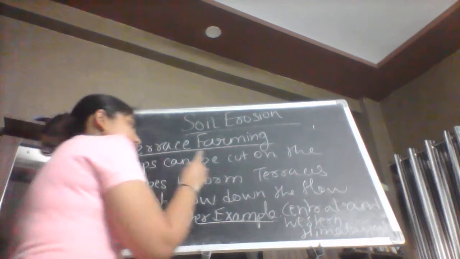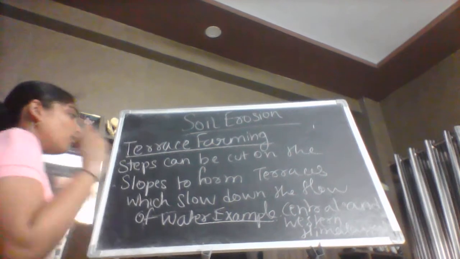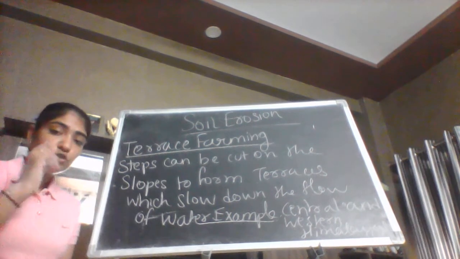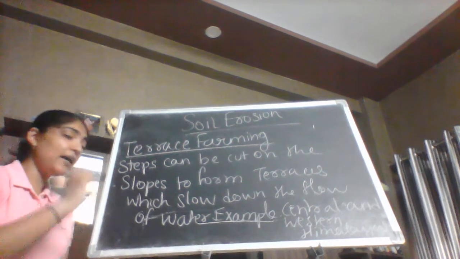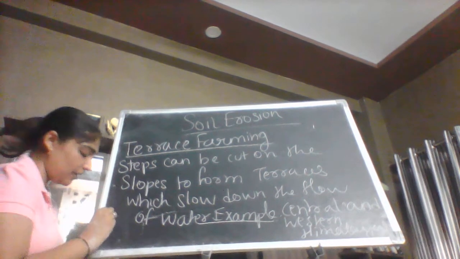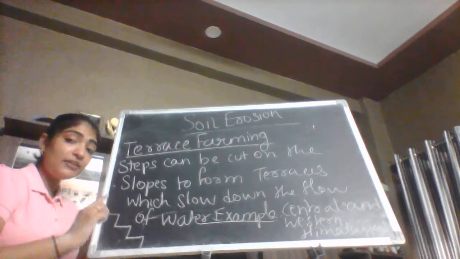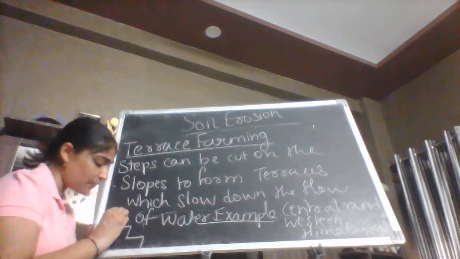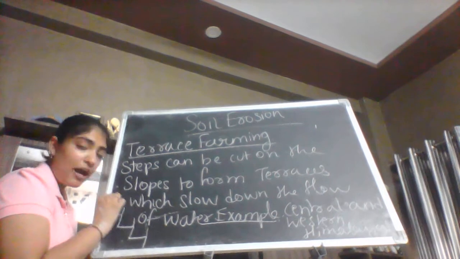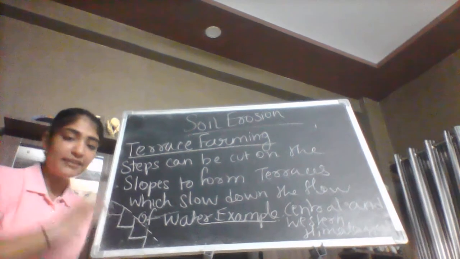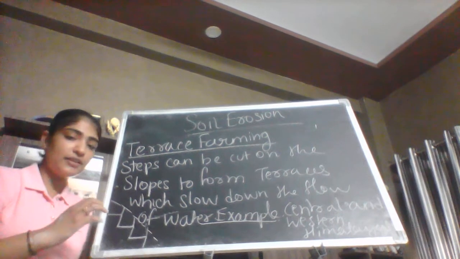Now steps can be cut on the slopes to form terraces. Now what are steps? सीढ़ियाँ, जो हम stairs चढ़ते हैं उनको steps भी बोलते हैं. तो mountains पे हम उसके जैसा structure बनाते हैं. We build a structure like this to prevent the flow of water, because some crops we will grow here, some crops here, some crops here. So अगर fast moving water आएगा, it will get the break and it will not create soil erosion.